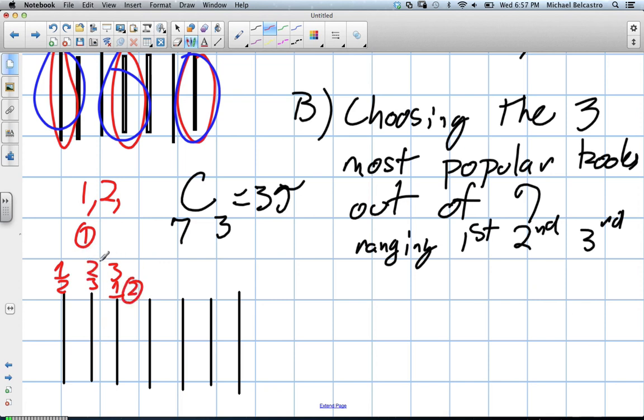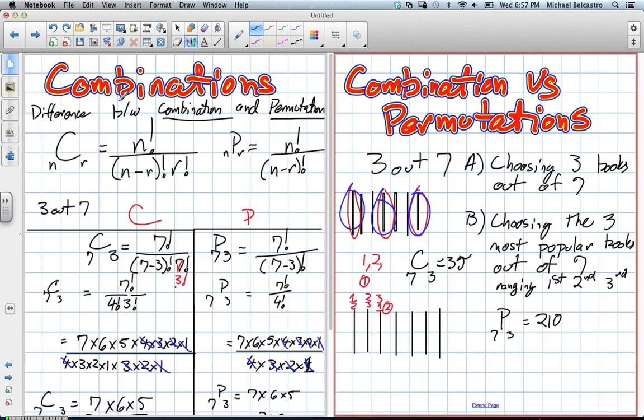So what ends up happening is I can use the same 3 books in several different ways, which means I'm going to have many more options, and that's where a permutation comes in, in which case we're going to have 210 options, which we solved algebraically. Okay, so that's just the difference between those two. Does that one kind of make sense? Yeah.